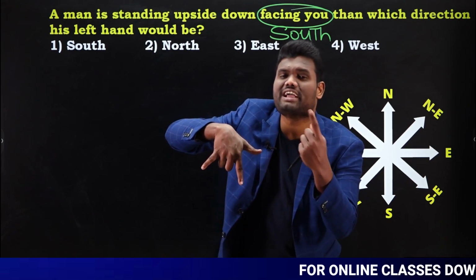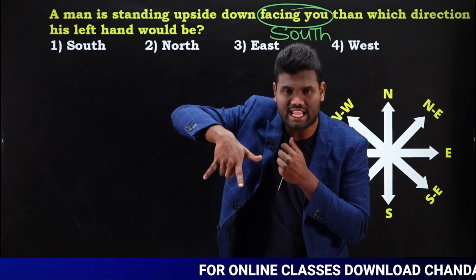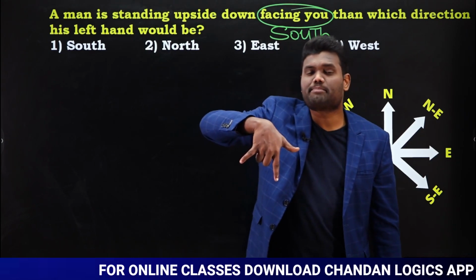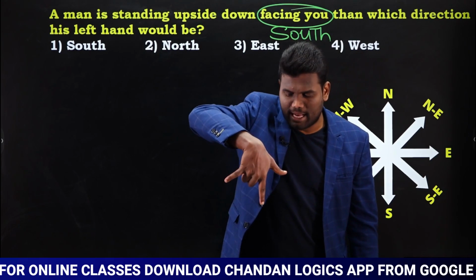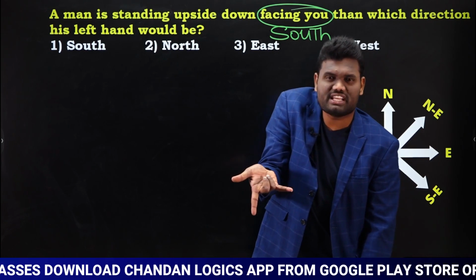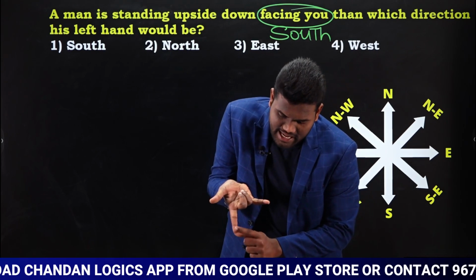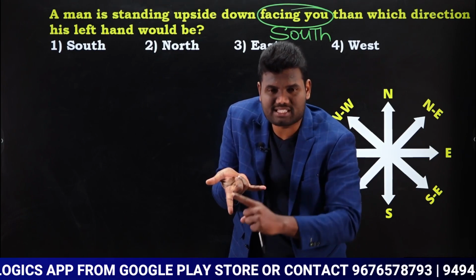If the person should face you, it means now the person has to turn. Yes or no? So let us look here. If the person is going to face you, then the person has to turn. If the person is turning, now observe, the person is facing you. Yes or no? The person is facing you.